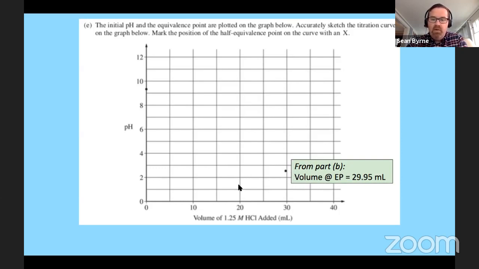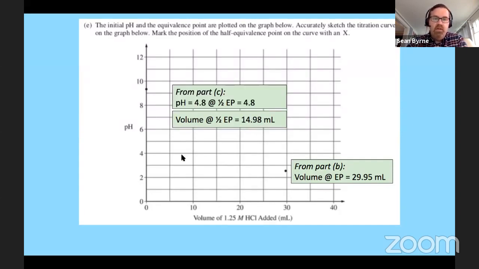We need this number because we have to get to halfway to the equivalence point, right? So if the equivalence point was 29.95, what we're going to say is the volume at halfway to the equivalence point is just shy of 15. In part C, we calculated what the pH at the half equivalence point is, at 4.8. And so we're going to put an X right about right there.